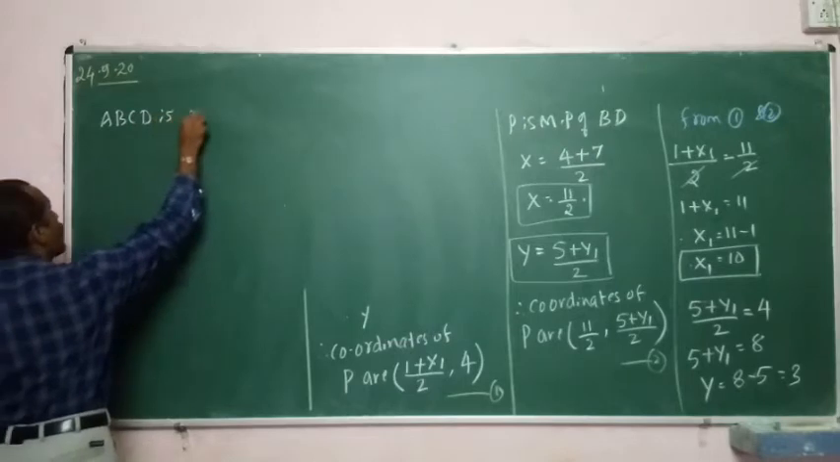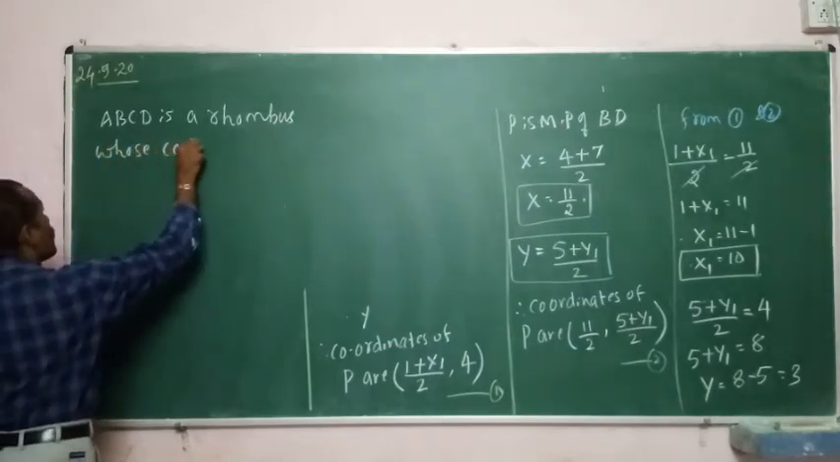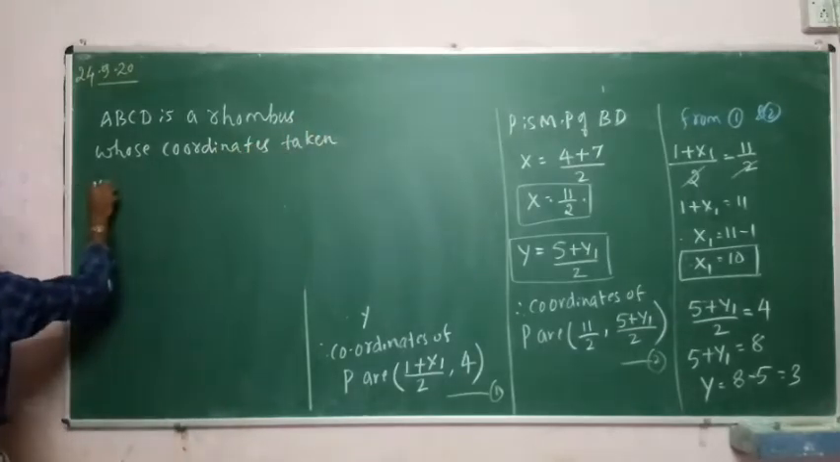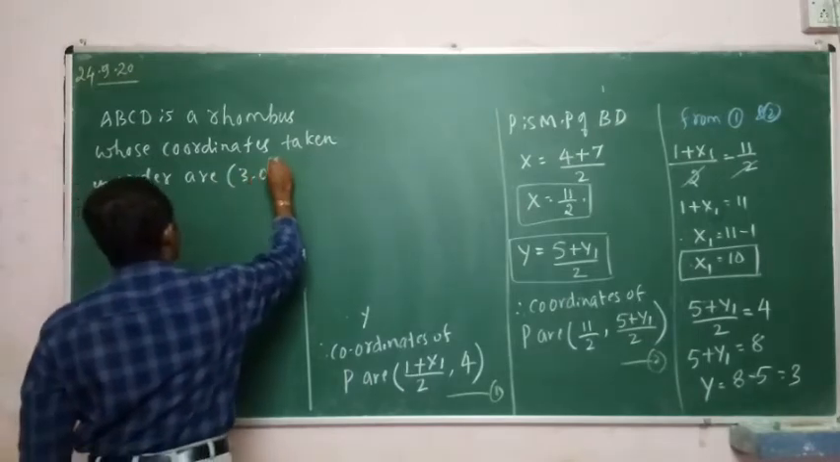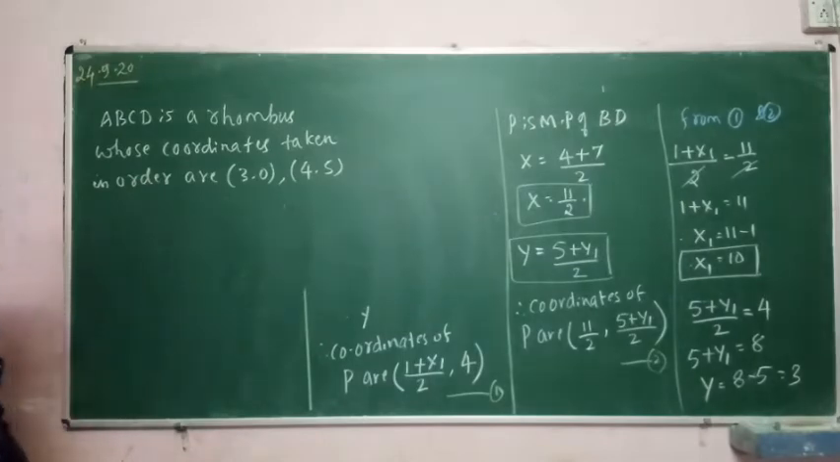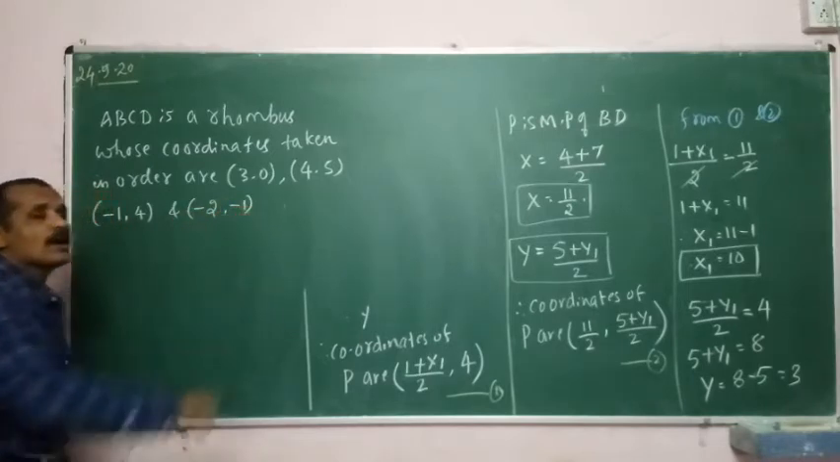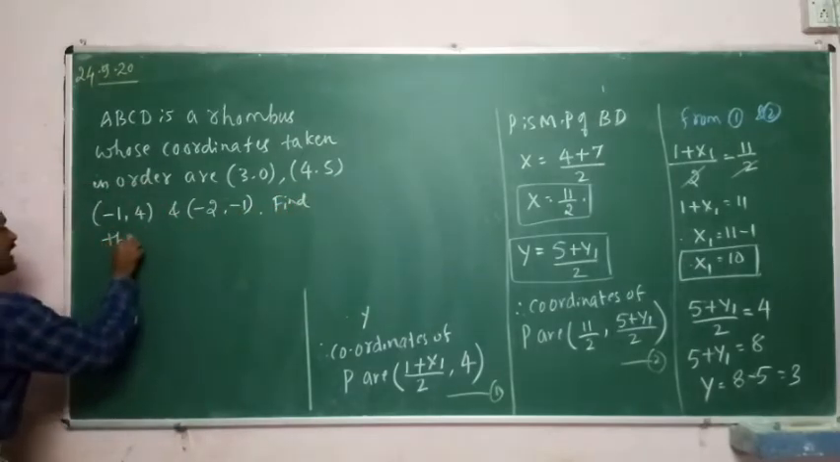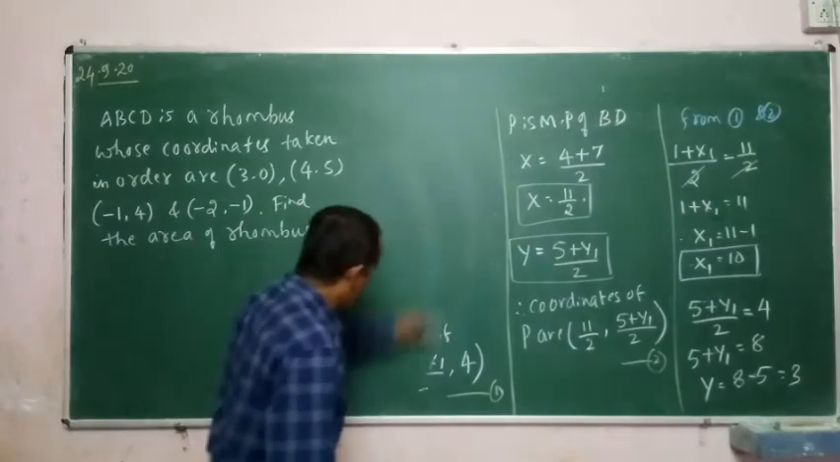ABCD is a rhombus whose coordinates taken in order are (3, 0), (4, 5), (-1, 4) and (-2, -1). Find the area of the rhombus.